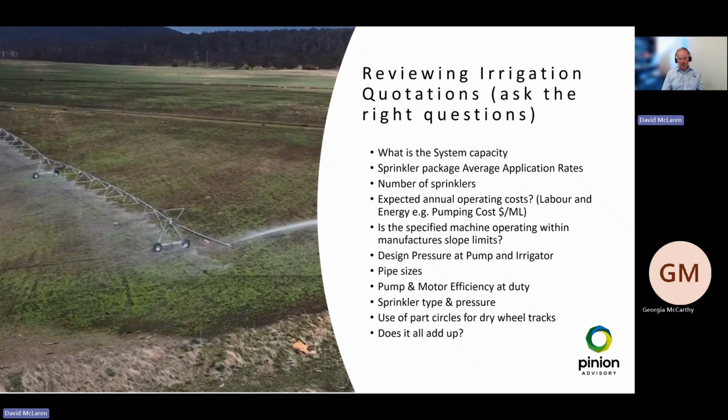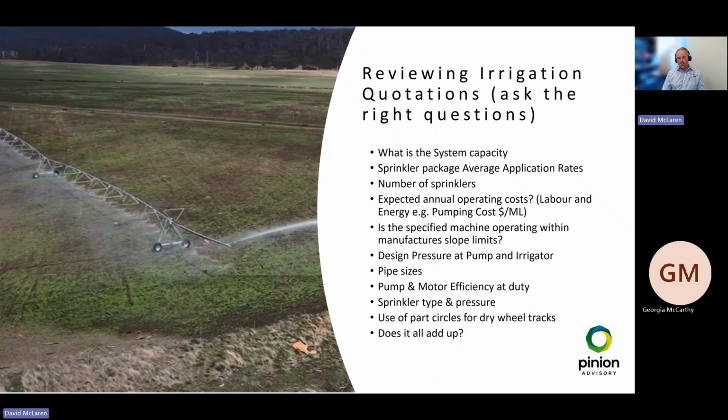That's a big one for Tasmania. Often we have hilly and major grades. We might have slopes with 25, 28, 30% grades. And all pivot manufacturers will specify a maximum slope limit for that machine. And if it's outside of that, you're outside the operating limits of the manufacturer, and your warranty is not going to apply. So it's really important that you've got a machine on that field that is fit for purpose and is designed and specified for whatever slopes it's operating in.